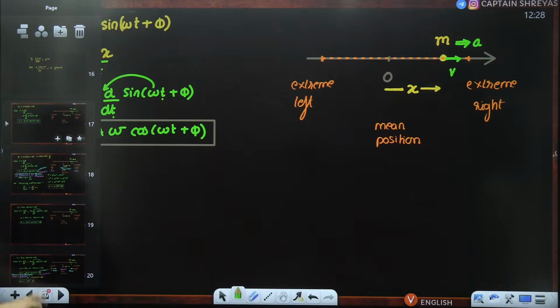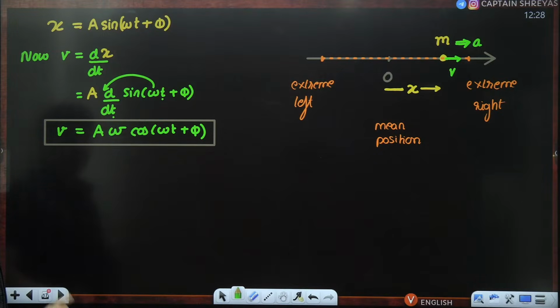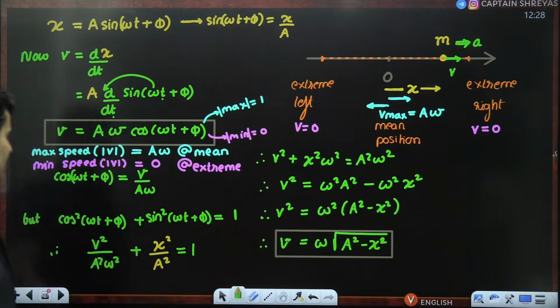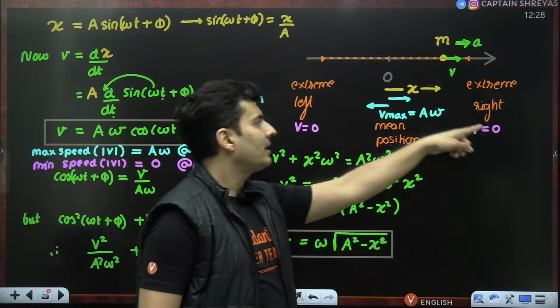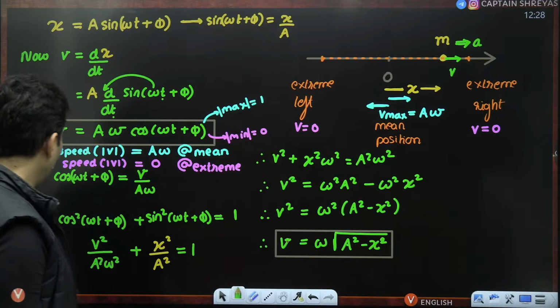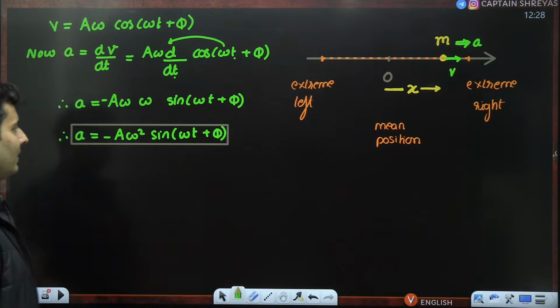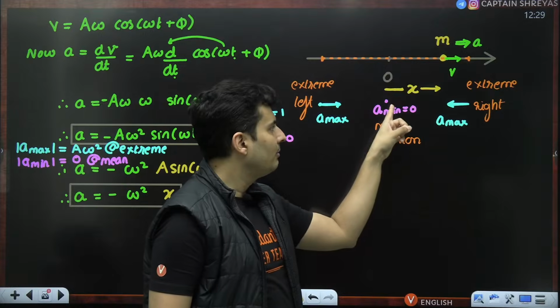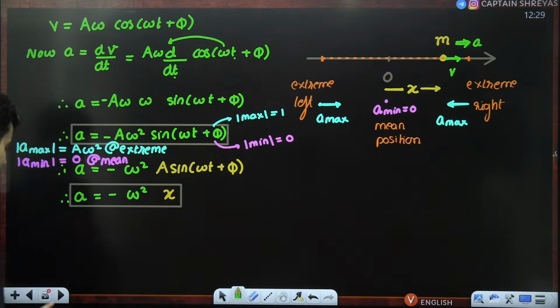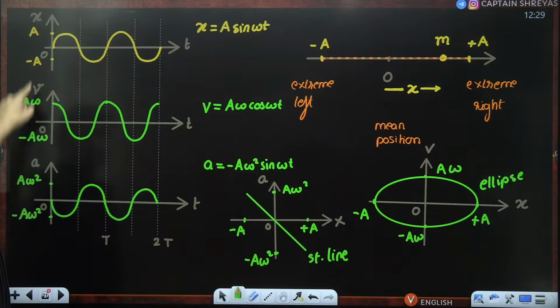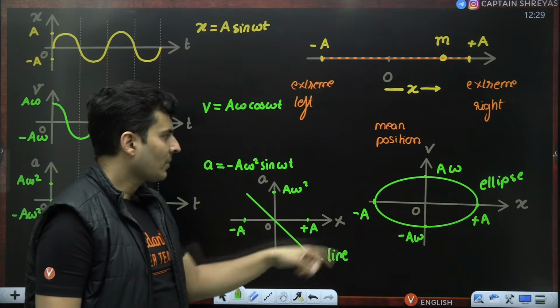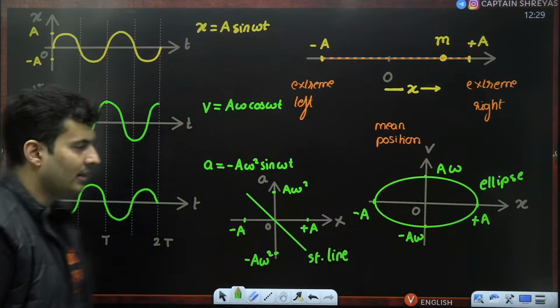Starting off with velocity is a omega cos omega t plus phi, because x was sine. Also written down in terms of omega root a square minus x square. Maximum speed is at the mean. Extreme positions, it comes to rest for a brief moment. Acceleration wise, it is negative a omega square sine term. Maximum is at the extremes and minimum is at origin, or basically the mean position. You can also write acceleration as negative omega square x. Position, velocity, acceleration, they are all sines, cosines only. Only acceleration versus x is a straight line, and velocity versus x is a elliptical graph.